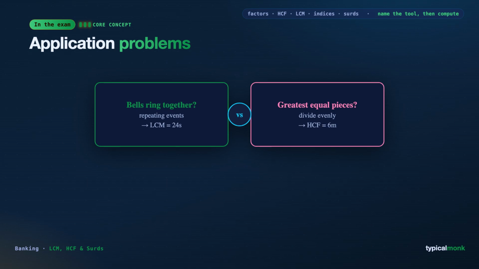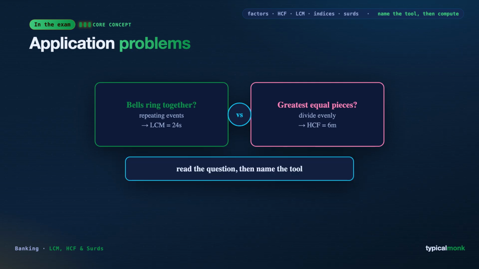You have 3 ropes of length 12, 18, and 24 meters, and you must cut them all into equal pieces of the greatest possible length, with none left over. The piece length must divide all 3 lengths exactly, and you want the largest such length, which is exactly the HCF. The HCF of 12, 18, and 24 is 6, so the longest equal piece is 6 meters. Problems about the largest tile, the maximum number of equal groups, or the greatest common measure are all HCF.